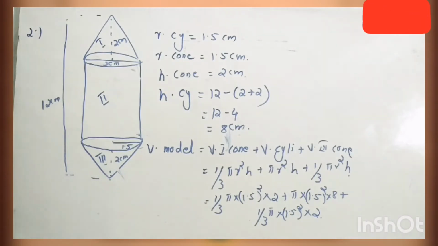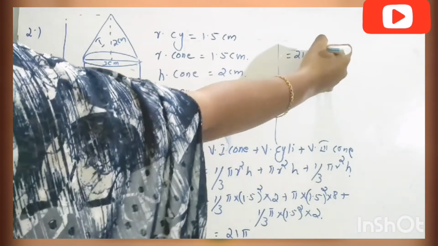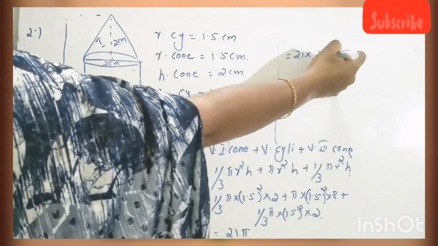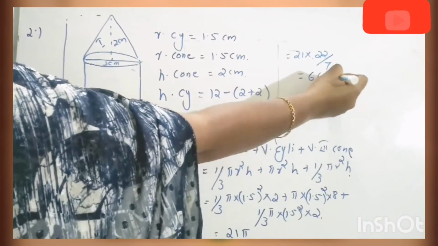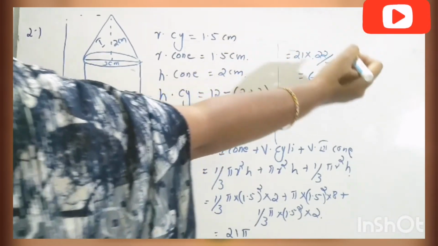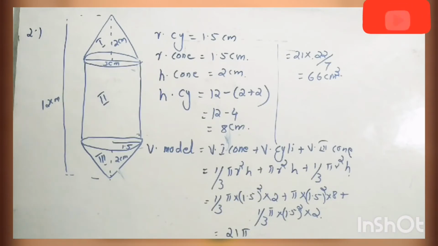This we will get as 21 pi. And now we need to substitute the value of pi, that is 21 into 22 by 7, which is equal to 66 centimeter cube. Hence the volume of the air contained in the model that Rachel made is 66 centimeter cube.